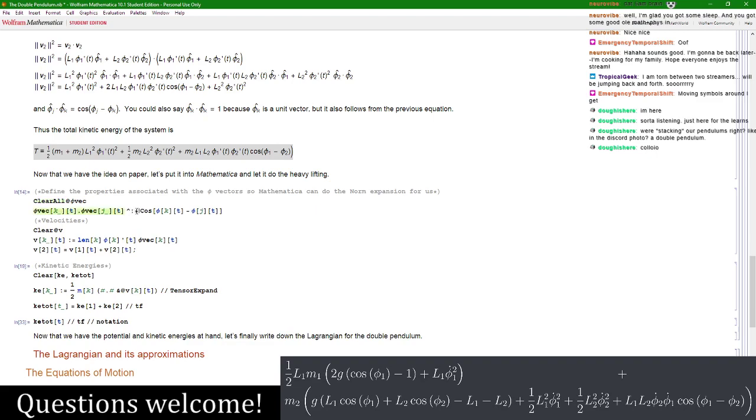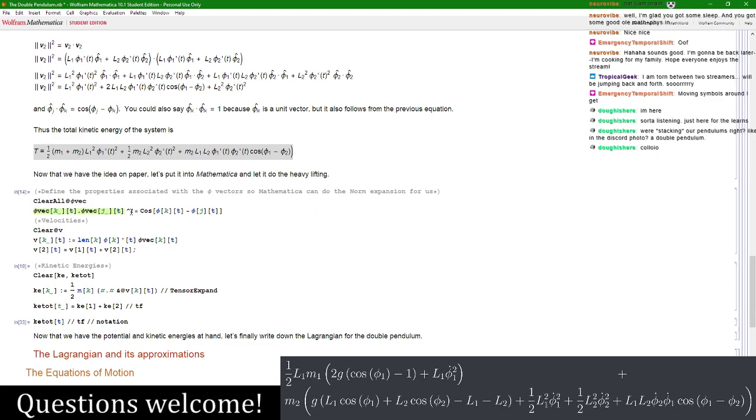I'll start big and then go in. This statement right here, if you were to read it in English, says the phi vectors are defined such that the dot product between the k phi vector and the j phi vector is the cosine of the angle between those vectors.